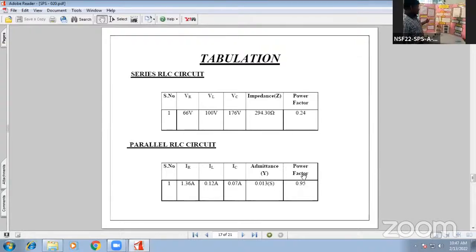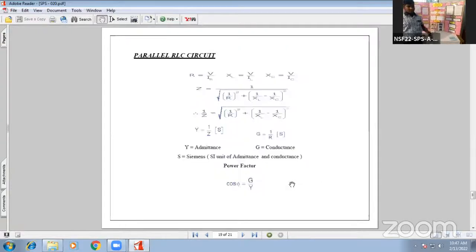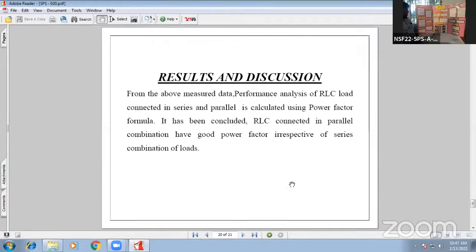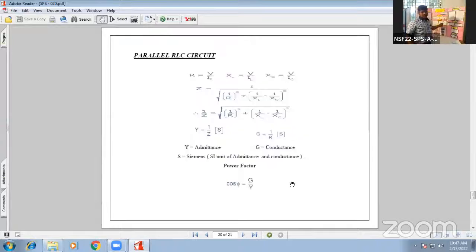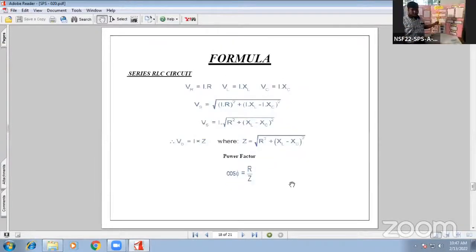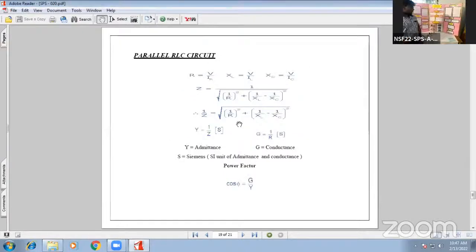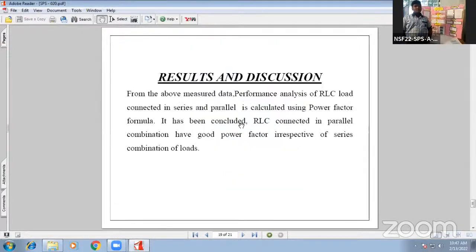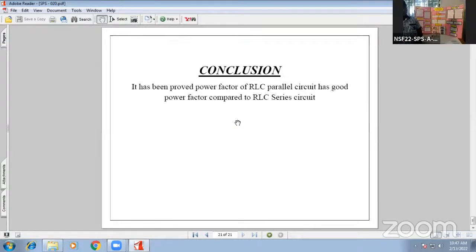In the parallel RLC circuit, I got the result that, compared to the series RLC circuit, the parallel RLC circuit has a good power factor. So I have got 0.95, which is near to unity. Unity is one. So I have got the power factor 0.95. My conclusion is it has been proved that the parallel RLC circuit would provide a better power factor compared to the series RLC circuit. Thank you.